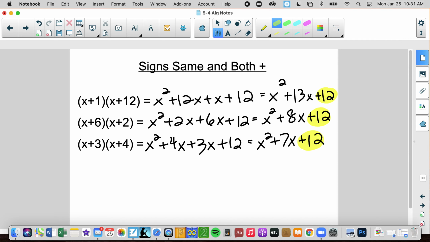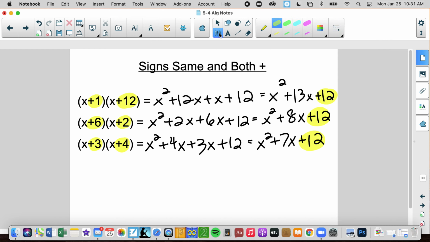Well, because that last is this times this. So I get that because 1 times 12 is 12. 6 times 2 is 12. 3 times 4 is 12. So the product of those two will always produce this end constant.